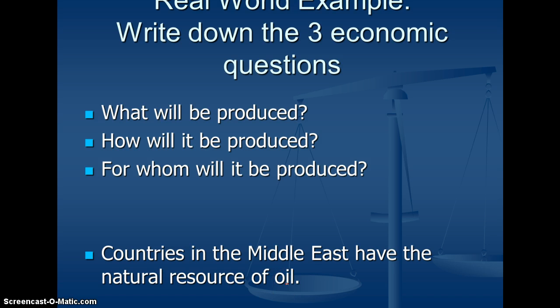A real world example: the 3 economic questions that each country asks themselves. Sometimes the government is involved in this, sometimes the government is a little involved, and sometimes the government takes a step back and lets the free market be involved in how these questions are answered. The 3 questions are: what will be produced, how will it be produced, and for whom will it be produced? Those are the 3 questions that each country will have to answer, as well as, on a more micro level, each business.